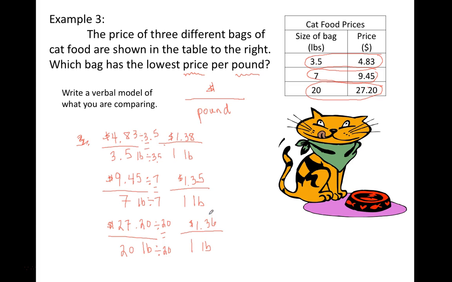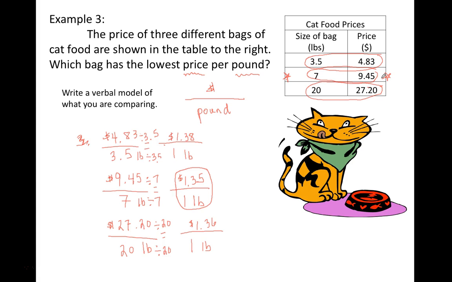$1.36 per pound. So, which bag has the lowest price per pound? Well, comparing their unit rates, this is the cheapest cost for every 1 pound. It costs $1.35 for every 1 pound. So the best buy here would be the middle one, the 7-pound bag of cat food.